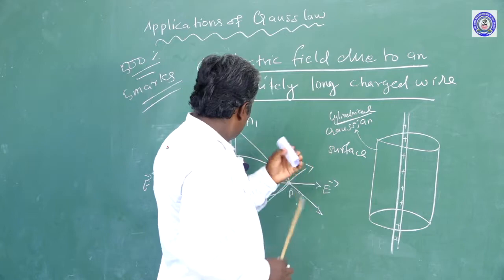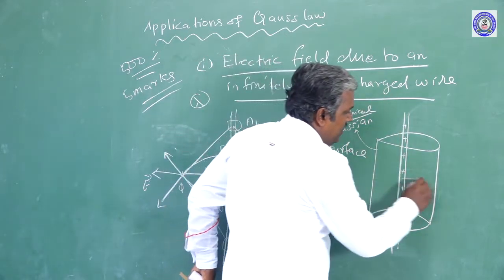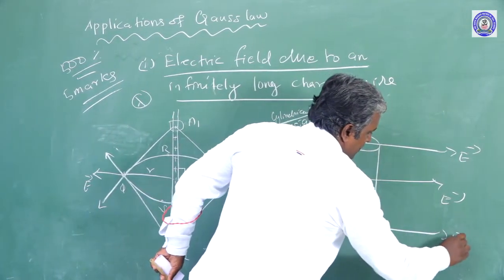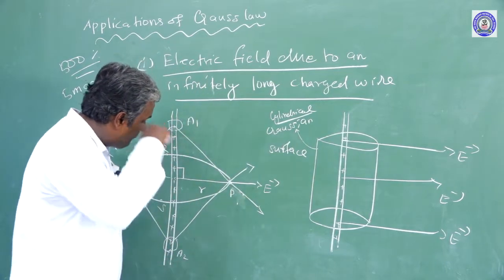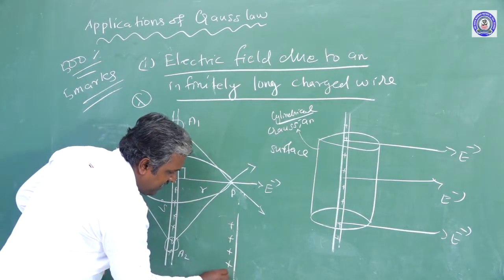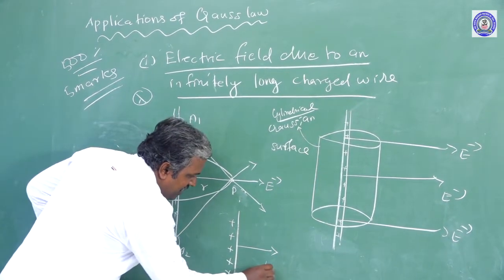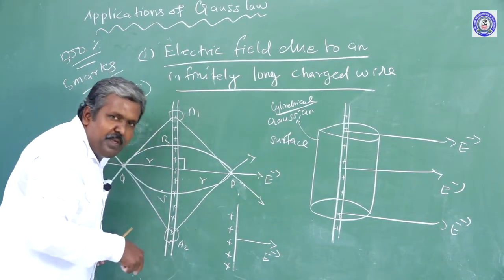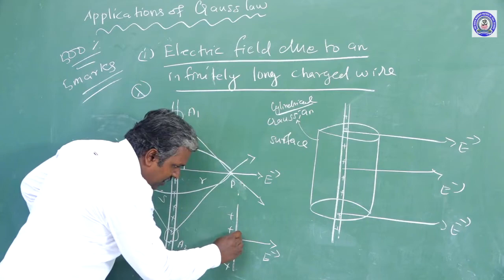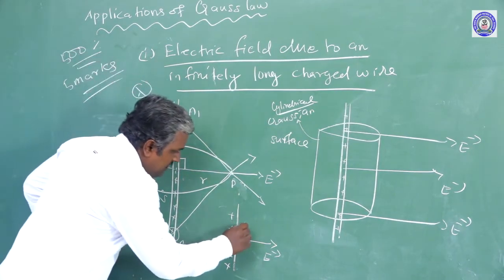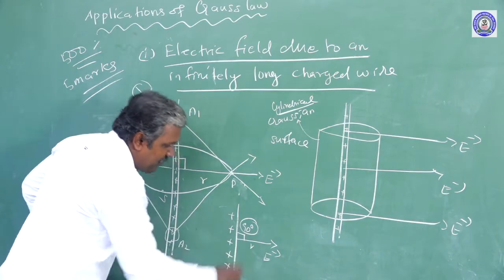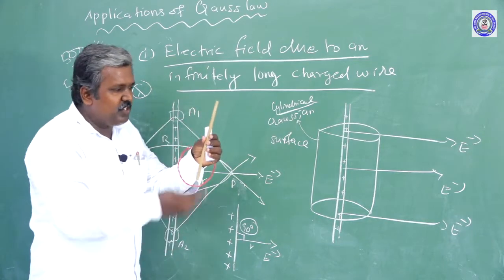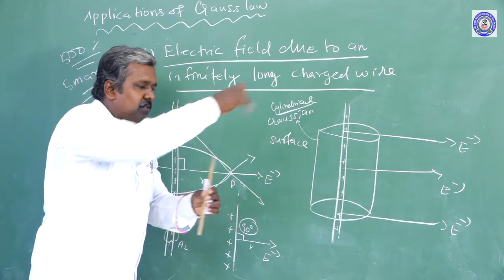So due to this charged wire, the field lines will be like this, because this is a positively charged wire. The electric field will compulsorily be like this. This direction of the electric field will be perpendicular to the charged wire. So theta is equal to 90 degrees. So this is the perpendicular distance. In all directions, because of this positive charge, the field will be like this.